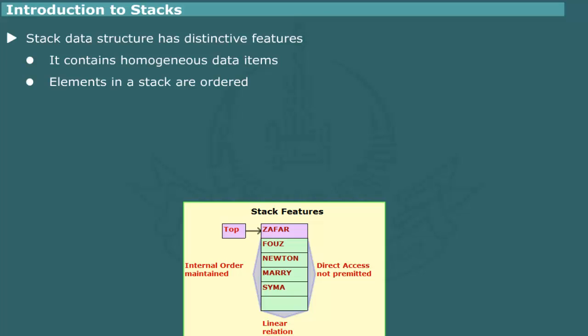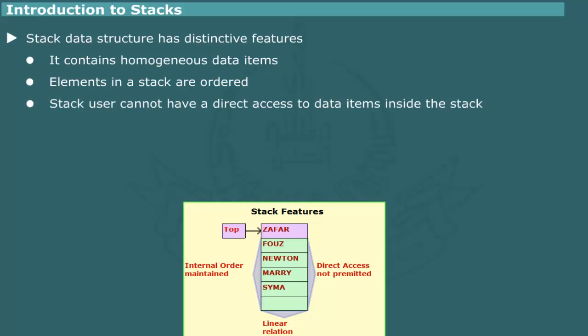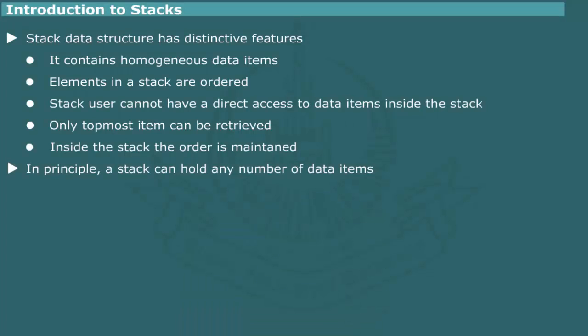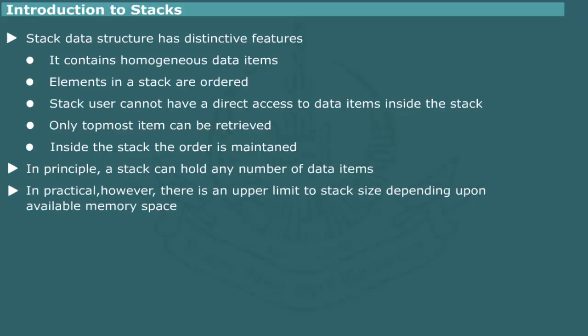Second, the elements in a stack are ordered, which implies that data are stored in certain sequence, which is determined by the frequency of insertion and deletion. The order is not visible to the user. Third, a user cannot have direct access to an item except one at the top. A user, for instance, cannot retrieve an item from the middle or bottom of stack collection. Finally, in principle, a stack can hold any number of items. However, in practice, there is always an upper limit to stack size due to limitation of available memory in the computer.